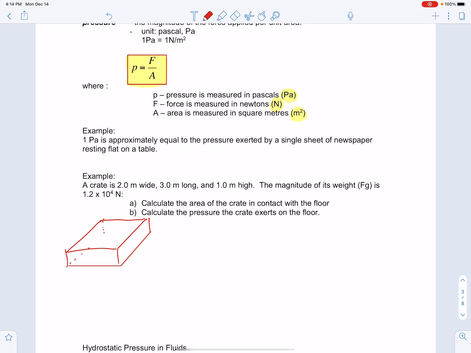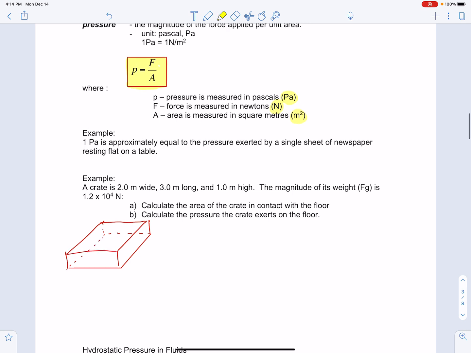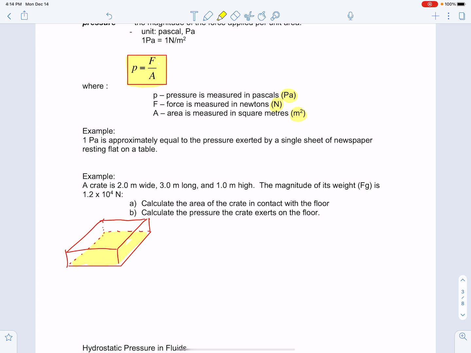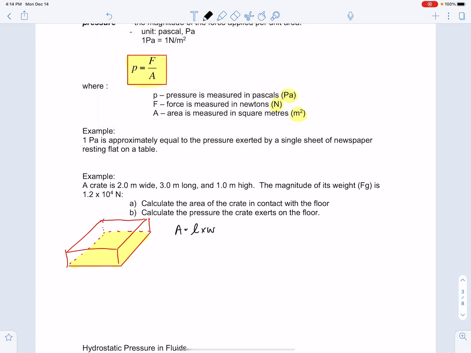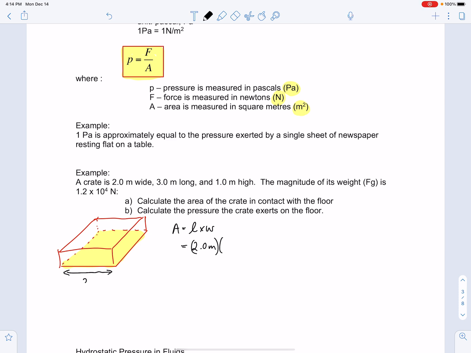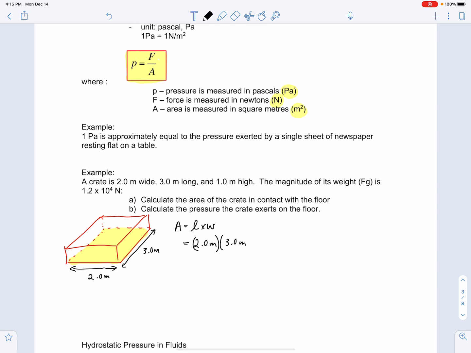So when we're looking at the pressure that this exerts on a surface, what we're looking at is the surface area here, and the area can be calculated using length times width, which is 2 meters times 3 meters. If you punch this into your calculator, you end up with an area of 6.0 meters squared. So that's the area of the crate in contact with the floor.